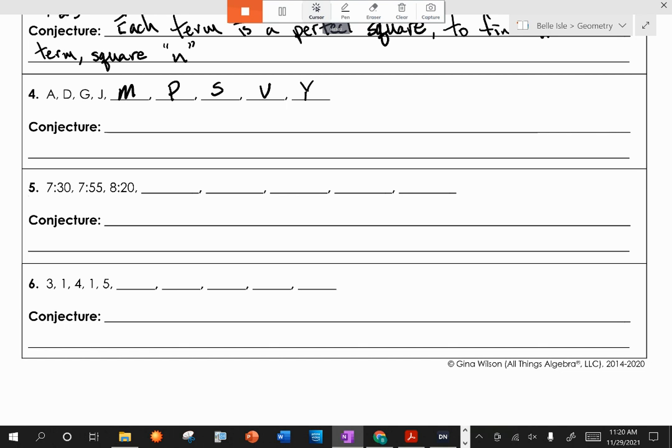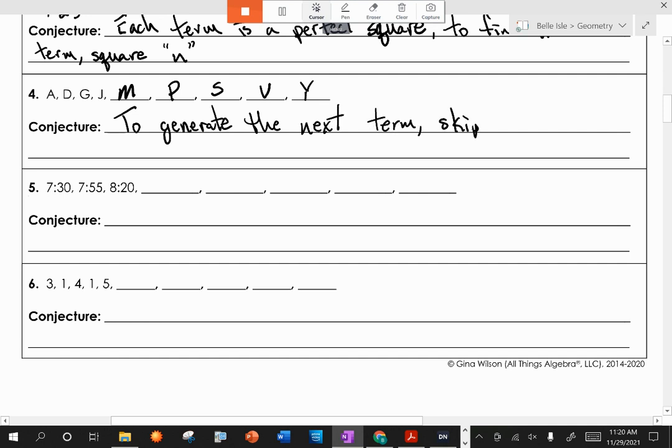Okay. Conjecture would be to generate the next term, skip 2 letters after the previous term.